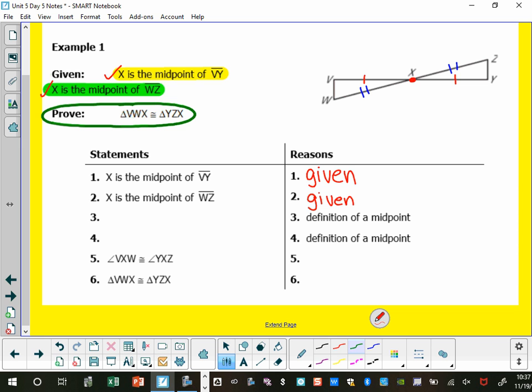All right, so now I'm going to write segment VX is congruent to segment XY. How would I know that? It is the definition of midpoint. When they gave me that X was the midpoint of that whole segment VY, then I knew that VX was congruent to XY. What else would be definition of midpoint? WX is congruent to XZ. My reason is definition of midpoint.